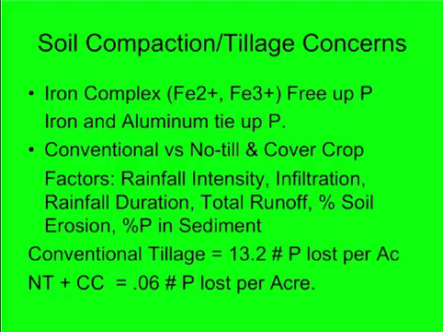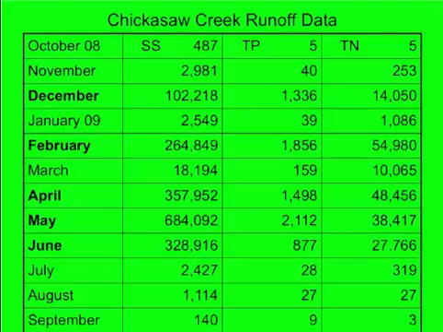If we adopt a system that has no-till and cover crop, which very closely mimics Mother Nature, with this same rainfall, we're getting much better infiltration. The phosphorus is being retained in the soil. We can actually meet the standard. We're at 0.06 pounds of phosphorus lost per acre. So it is possible to meet the standards, but it does require some changes in management.